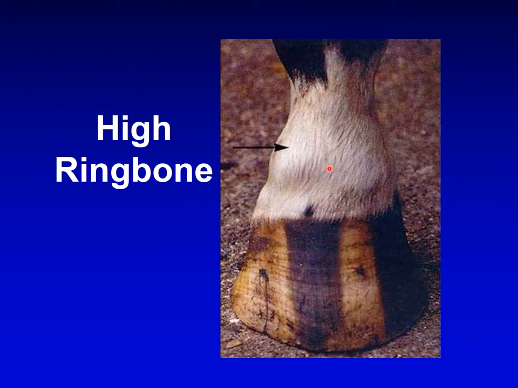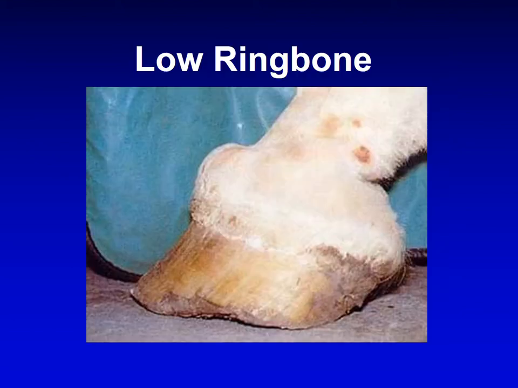This is a high ring bone, which is basically at the high level of the low pastern bone, which is P2. We see a lot of bony formation in this area, that we call high ring bone. On the other hand, when this bony formation occurs at the lower level of P2, which is the short pastern bone, we call that low ring bone. Now, this is the extent of the pastern joint that I'm going to talk about.